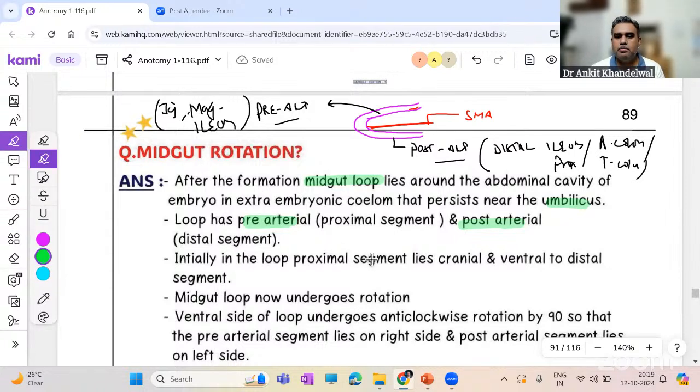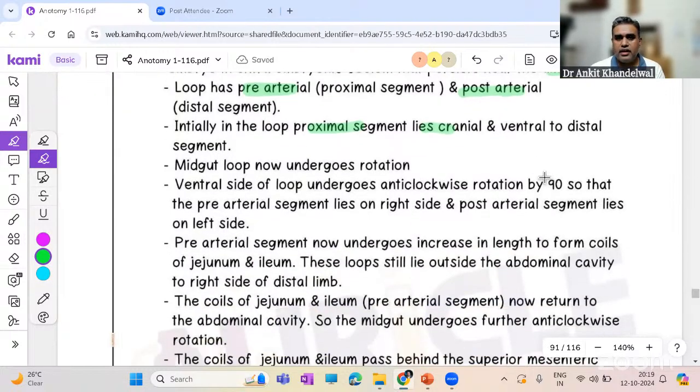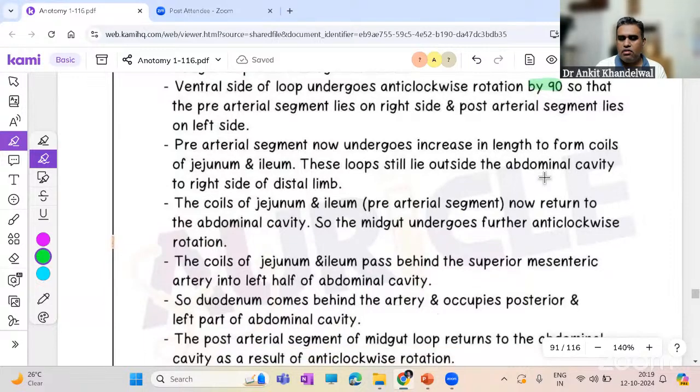Initially, the proximal segment of the loop lies cranial, and then the midgut undergoes rotation. So there are 3 phases. You have a 90-degree rotation in each of the 3 phases. You can just walk through the notes later on.